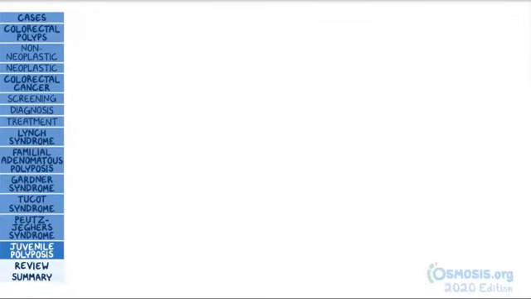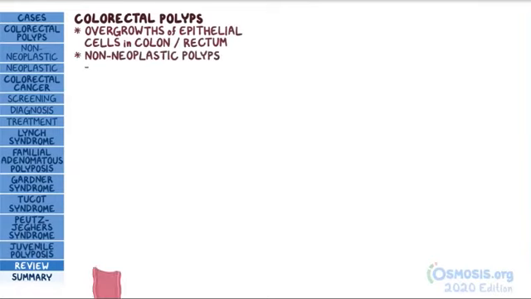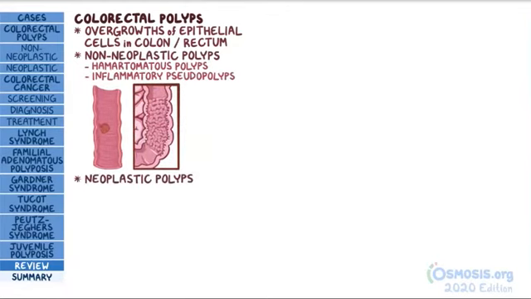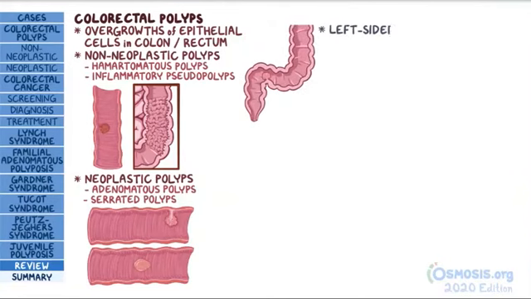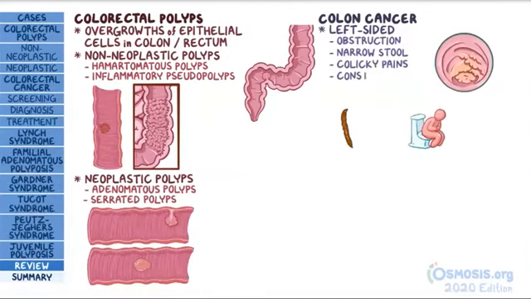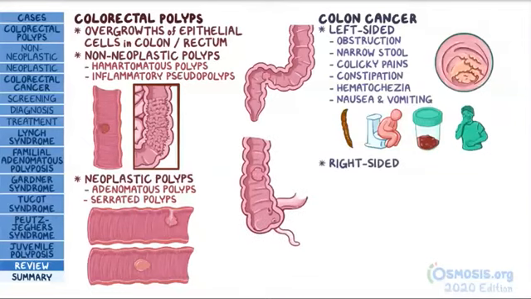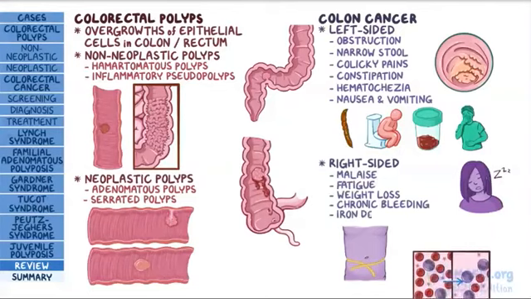Alright, as a quick recap. Colorectal polyps are overgrowths of epithelial cells in the colon or rectum, and they're subdivided into non-neoplastic polyps, like hamartomatous polyps and inflammatory pseudopolyps, and neoplastic polyps, which include adenomatous polyps and serrated polyps. The most common form of colorectal cancer is adenocarcinoma. Left-sided colon cancers cause obstruction, narrowing of the stool, colicky pains, constipation, hematochezia, nausea, and vomiting, whereas right-sided colon cancers tend to cause malaise, fatigue, weight loss, chronic bleeding, and iron deficiency anemia.